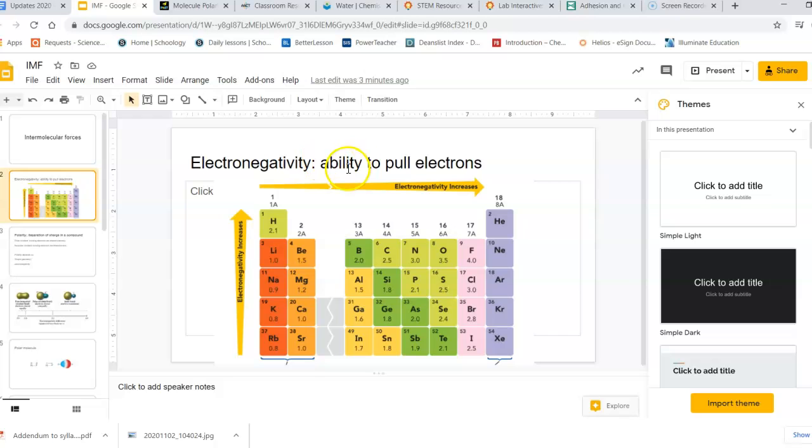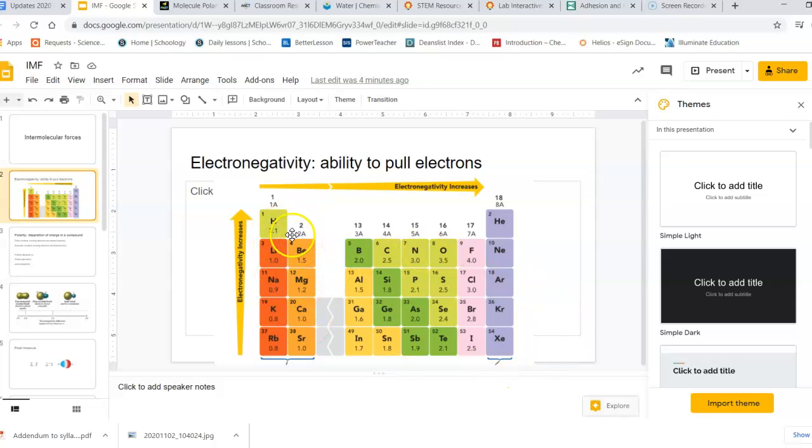Electronegativity is the ability of an atom to pull electrons towards itself. This is the trend: electronegativity increases as you move up the periodic table, and it increases as you move across the periodic table. This trend you will need to know, so make sure that you have that written somewhere. If I look, for example, at nitrogen versus oxygen, oxygen is more electronegative than nitrogen, again because of the direction of the trend.